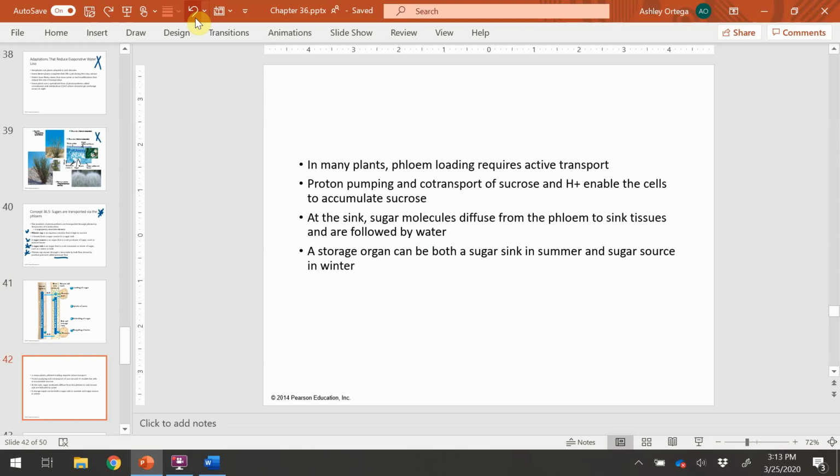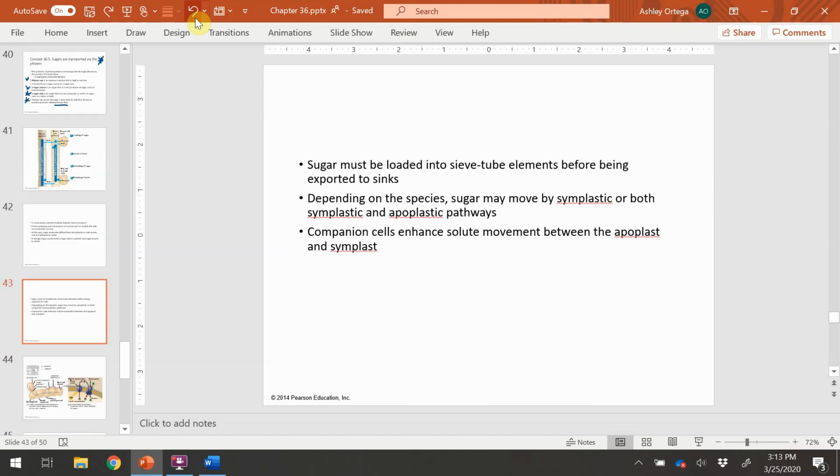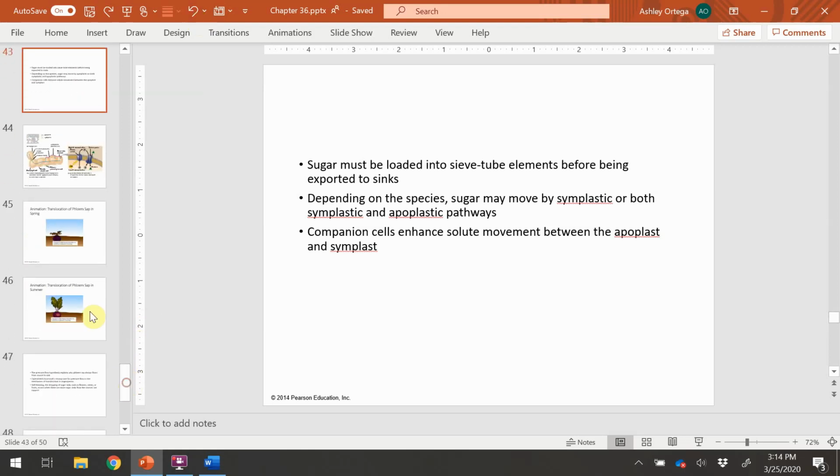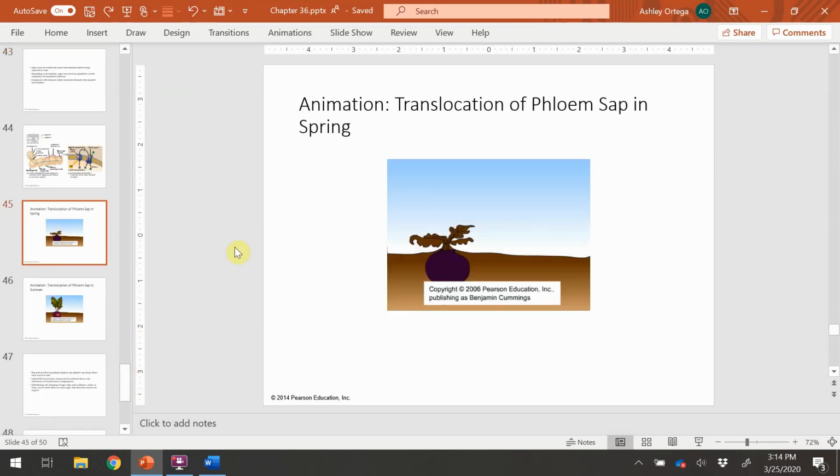And so something can be both a sugar sink in the summer and a sugar source in the winter. So I think we have some examples on that here. Let's see if I can jump to that really quick. So let's take a look here.